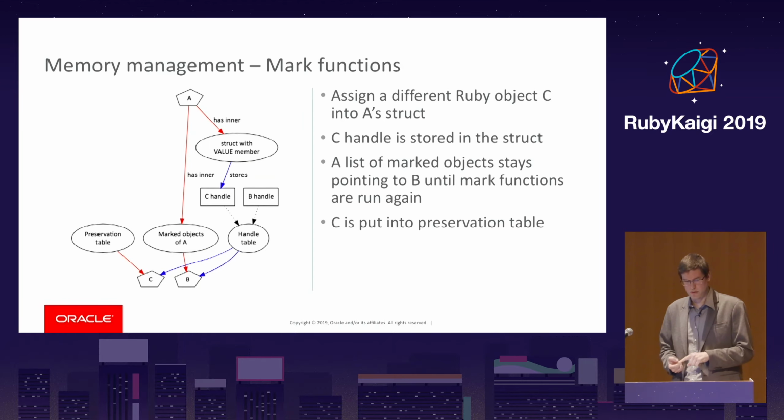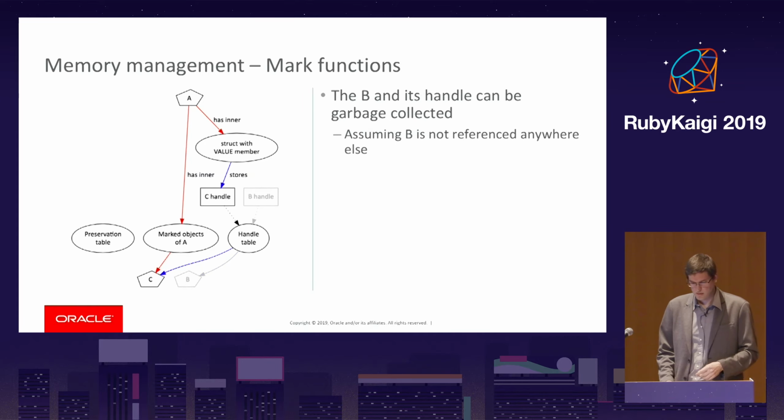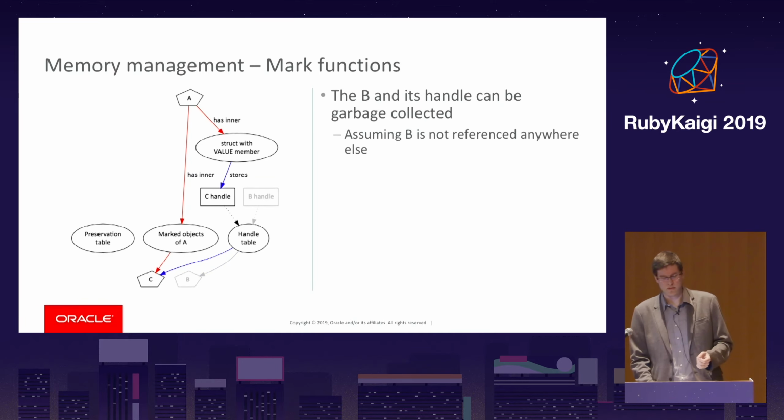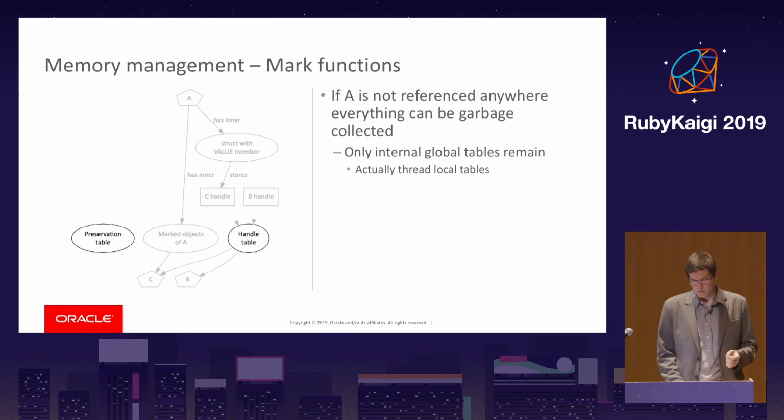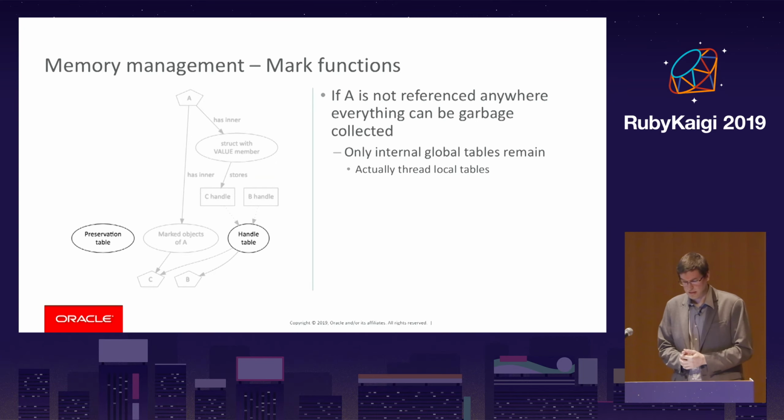The C object will be strongly referenced from the preservation table, and for some time the list of marked objects of A will keep referencing the old objects. But when the preservation table fills, it fixes the link, and B now is no longer strongly referenced from anywhere. So it can be safely garbage collected, and later when there is no reference to A, it can also be garbage collected. So we no longer have any problems with leaky memory.